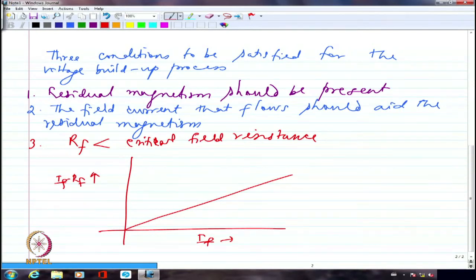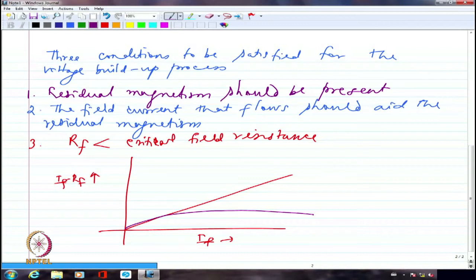By chance, if I am driving the generator at a much lower speed, if I am driving the generator at a very, very low speed, then also the intersection point will not be really good enough for me to get any perceivable voltage. So if I am already given the field resistance line, I should be able to draw the OCC for this particular generator. Maybe I had drawn it at a particular speed. I can bring down the speed further and further, and I should be able to say, for this field resistance line, if I go below this particular speed, I will not get really voltage build-up process possible.